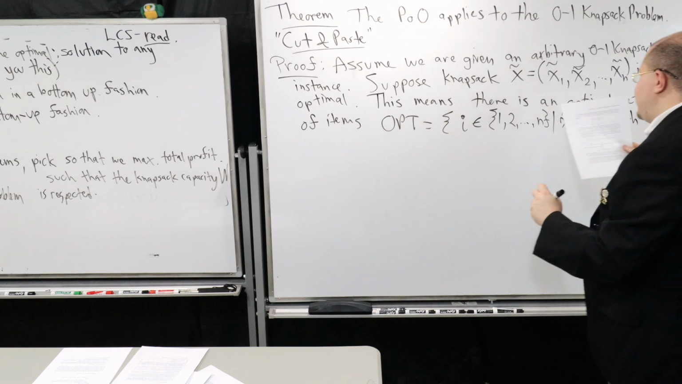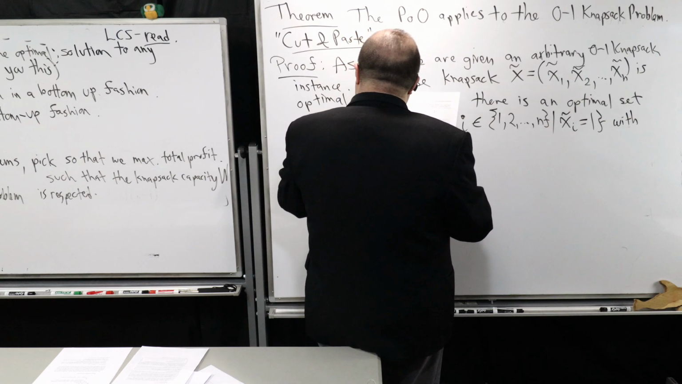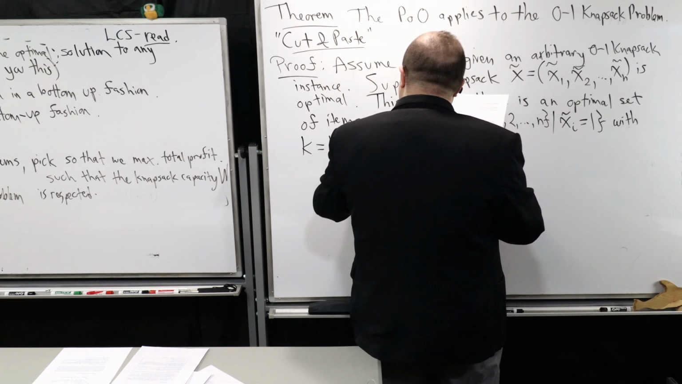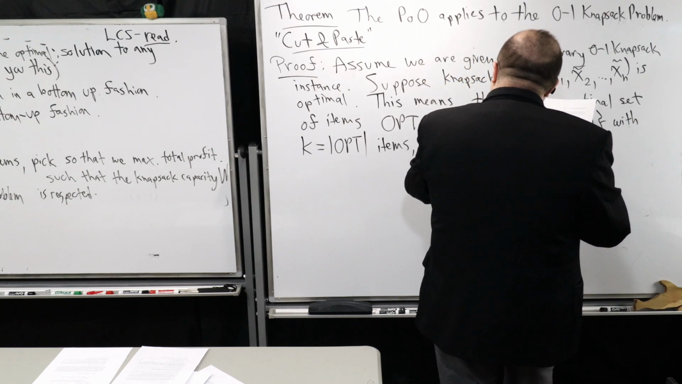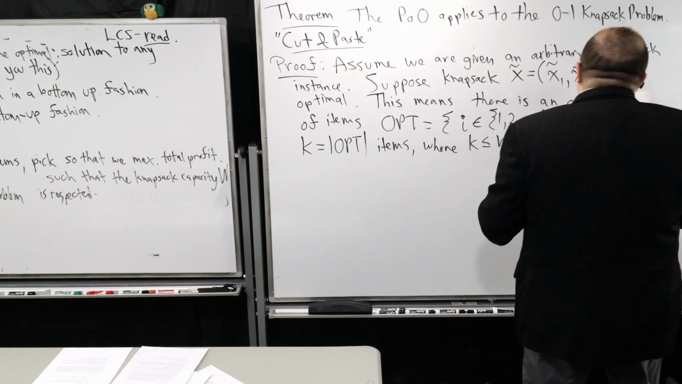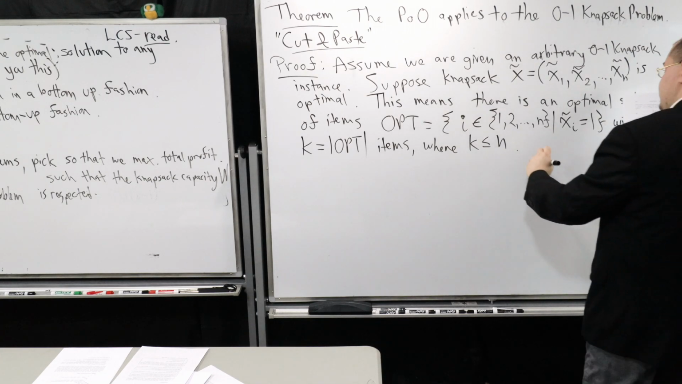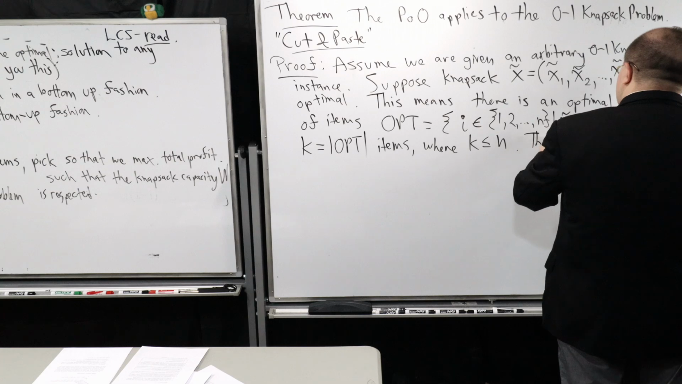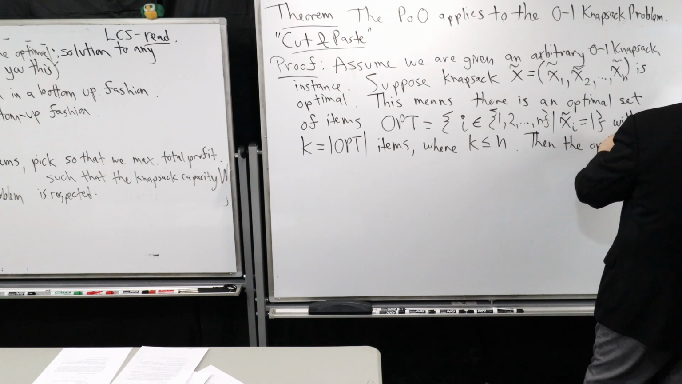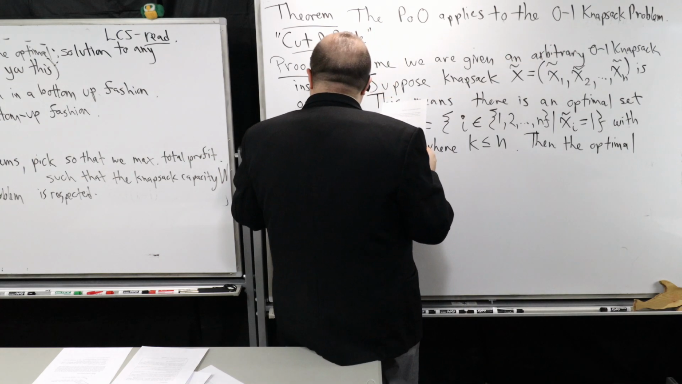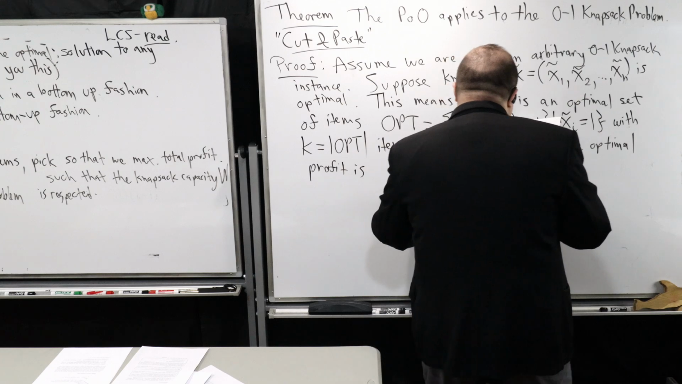So I'm going to tell you that it has k items. So k is equal to the cardinality of opt items, where k is less than or equal to n. So I'm just going to write out what the optimal profit would be. Then the optimal profit is the following. So I'm just going to write it out as a sum.